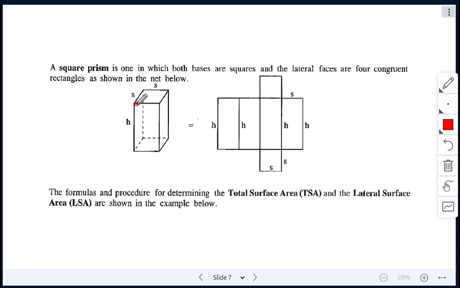So 1, 2, 3, and 4. Right? We can also see the net when we open that up. Okay, so that's what it looks like. We can see the 1, 2, 3, 4 congruent rectangles, and then we have the two squares.